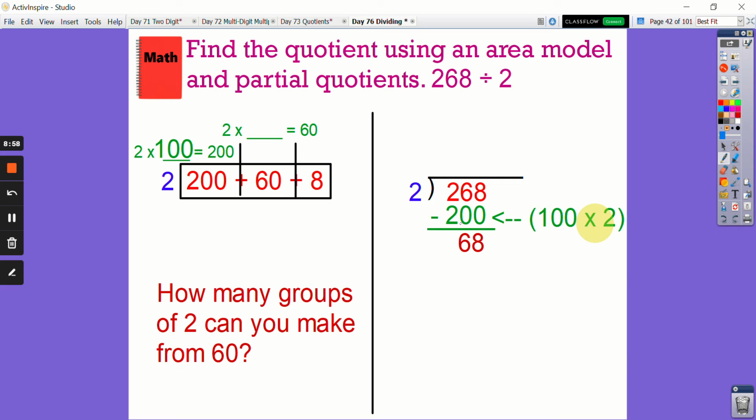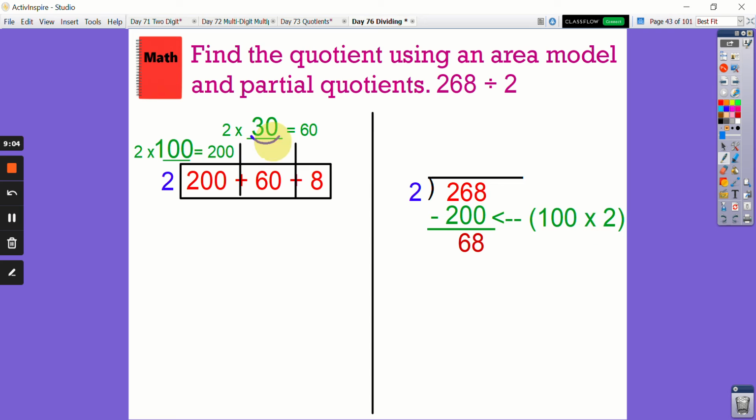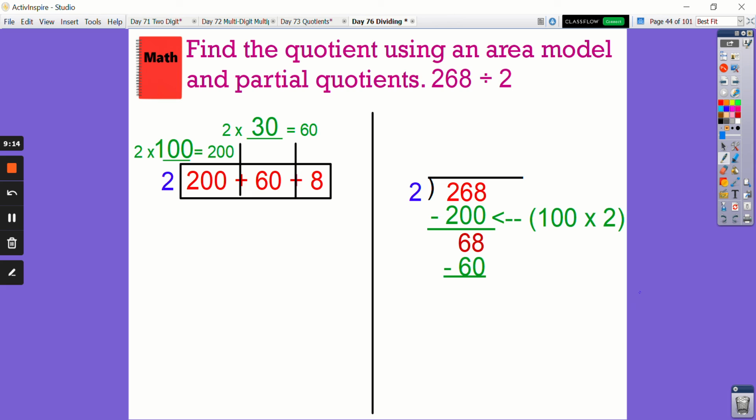So now we need to figure out, well, think of your math facts. 2 times 3 is 6. So that means 2 times 30 is 60. So over here, we can pull out 60. So we know we can pull out 60 because that's what we pulled out on our area model. So we know 2 times 30 is 60. When we subtract, we're left with 8.